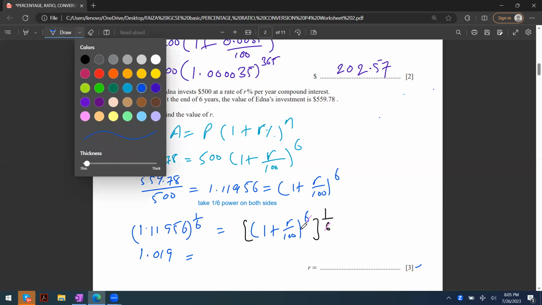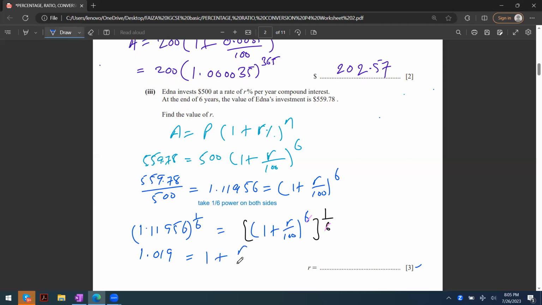So our problem is now solved. R is out of the power: 1 plus R over 100. So R over 100 is equal to 1.019 minus 1, which is 0.019. R is equal to 100 times 0.019, which is 1.9%. So the interest rate was 1.9%. Please tell me any doubt here. Do I need to explain again?